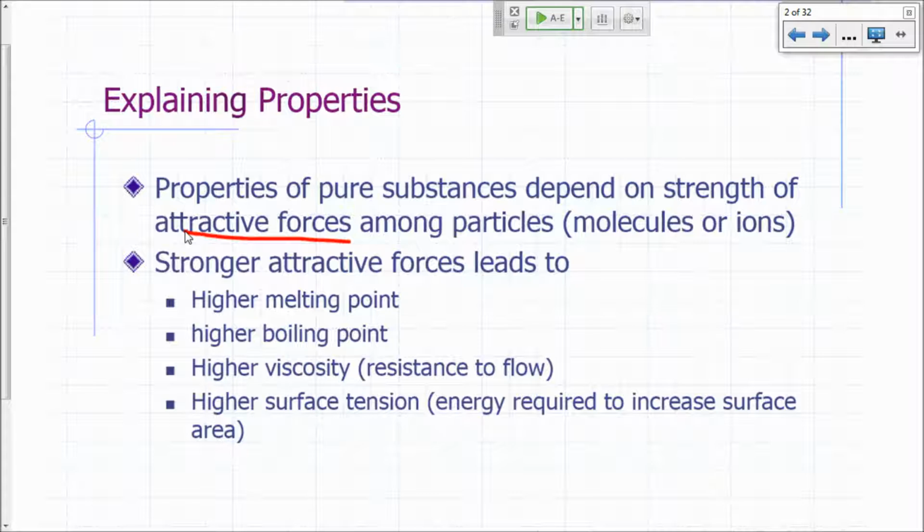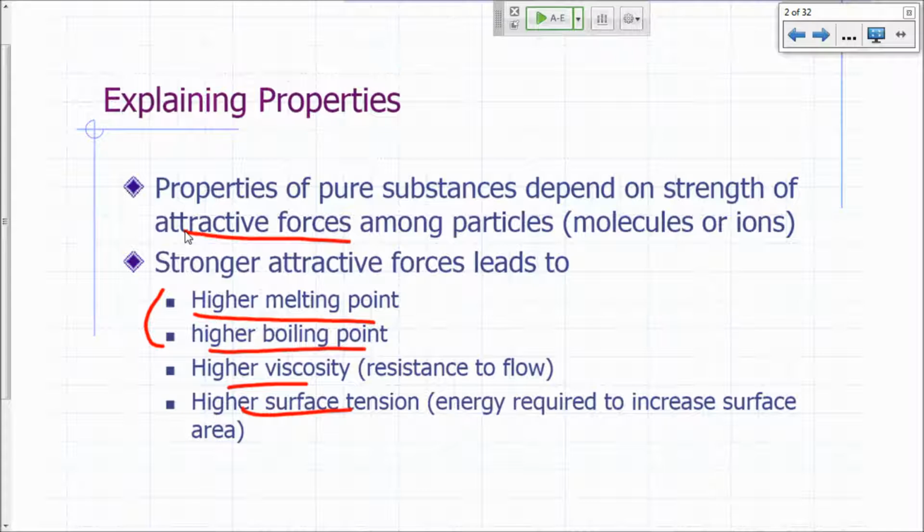And generally, if you have stronger attractive forces, it leads to higher melting point, higher boiling point, higher viscosity, and higher surface tension. Let's try to understand why it requires a higher boiling point or higher melting point when you have stronger forces of attraction among your molecules. What happens when your molecules are strongly attracted to each other? It's harder to spread them out, right? It's harder to pull them apart.